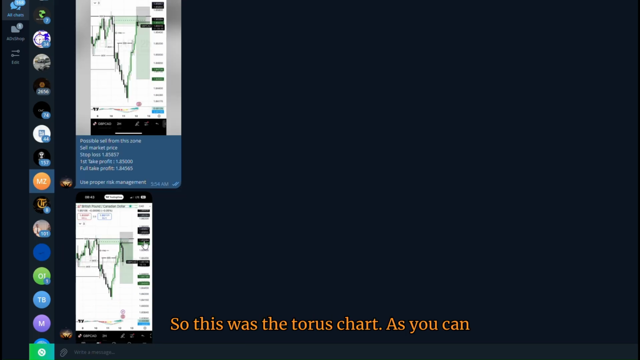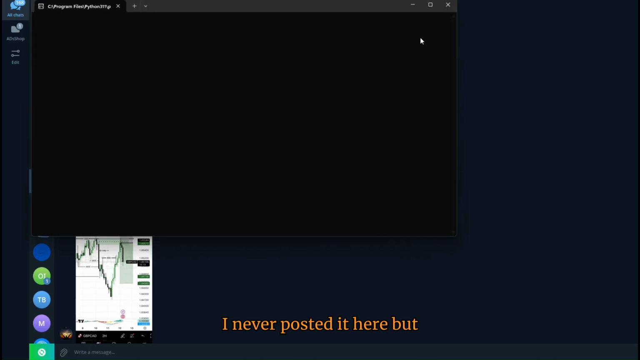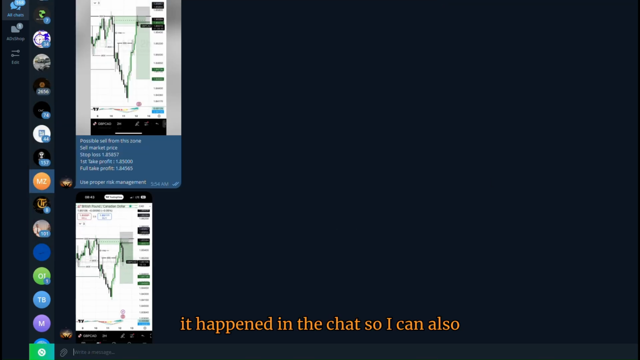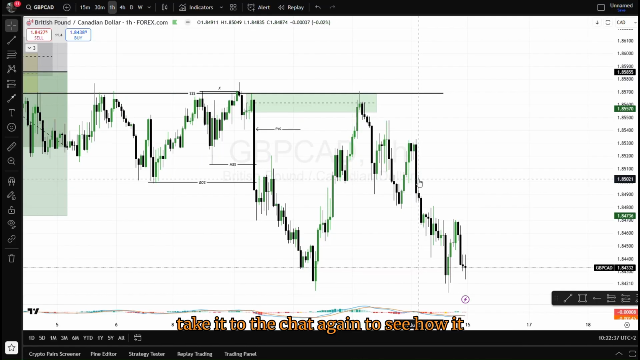So this was the 2-hour chart. As you can see, when price came to hit our first TP, I posted it here, and the second TP I never posted here, but it happened on the chart. So I can also take you to the chart again to see how it happened.